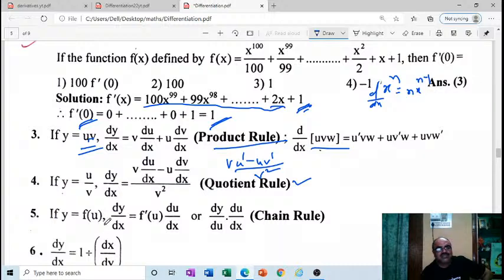Third is about chain rule. A function within a function is taken. It's all called composite functions or complex functions. F dash of u into du by dx. So dy by du into du by dx, it is chain rule.